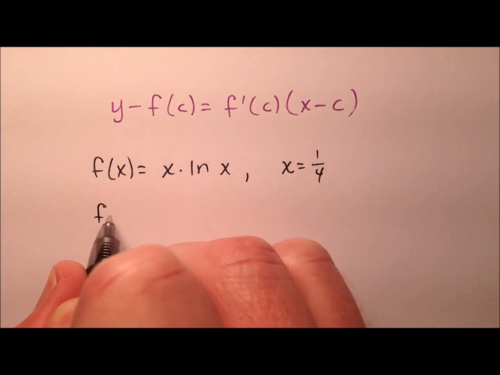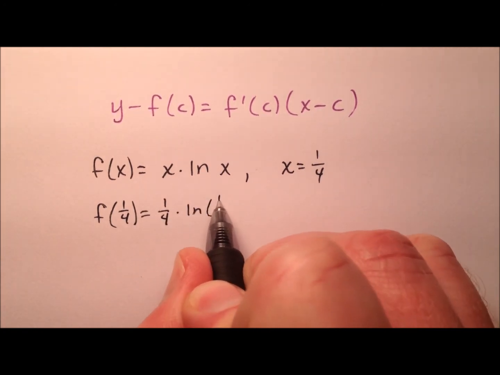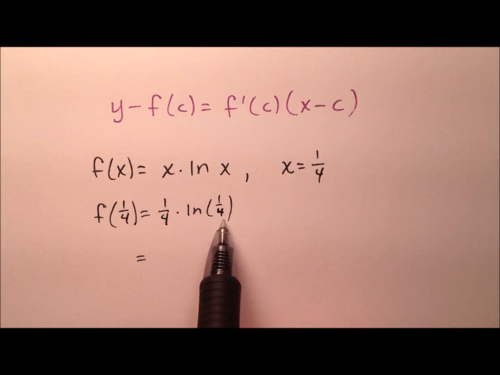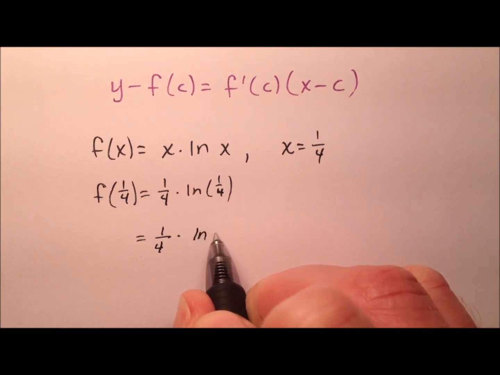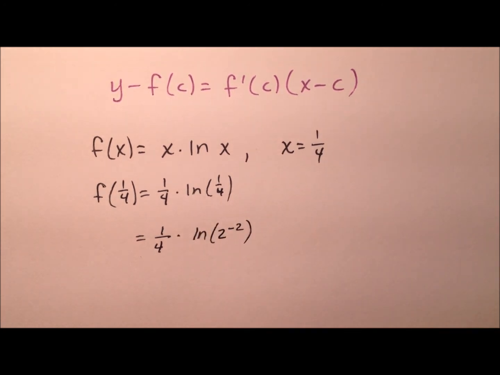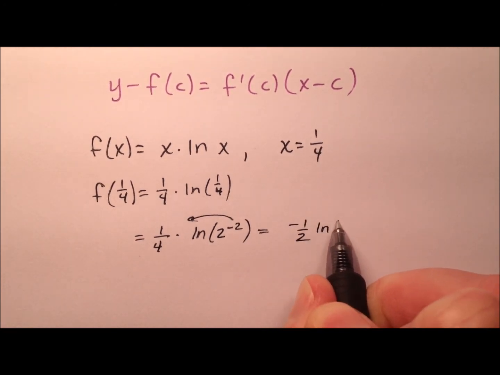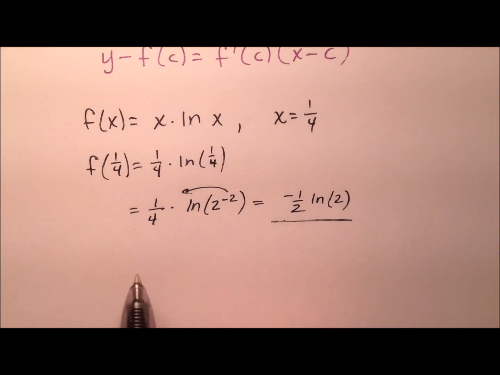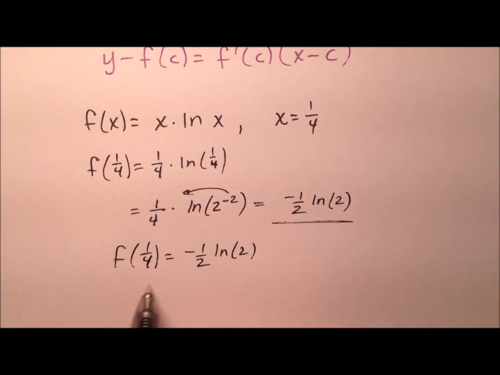All right, so let's find f at 1/4. So that's going to be 1/4 times the ln of 1/4. So you could write it this way, or I know that 4 is kind of a power of 2, and I know the properties of logs, I could rewrite this a little bit. So I could have 1/4 times ln of 2 to the negative 2. And then I could bring that negative 2 out front, which would ultimately make it negative 1/2 times the ln of 2. And that would make it a little more concise. Okay, so f at 1/4 is negative 1/2 times the ln of 2.